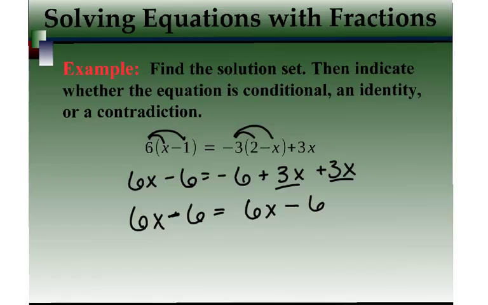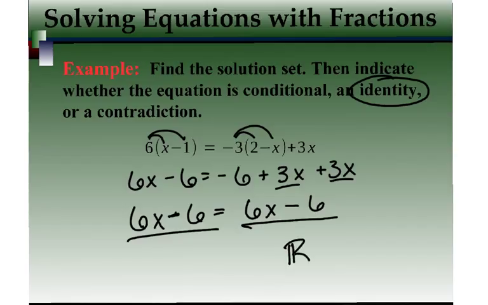and minus 6. So again, like I said before, whenever we have both sides equaling each other, so we have a 6x minus 6 and a 6x minus 6, you can stop right here. You don't have to cancel anything out. You can just say that this is an identity. So it's an identity, and our solution set for this equation is going to be all real numbers. Okay, so last example.